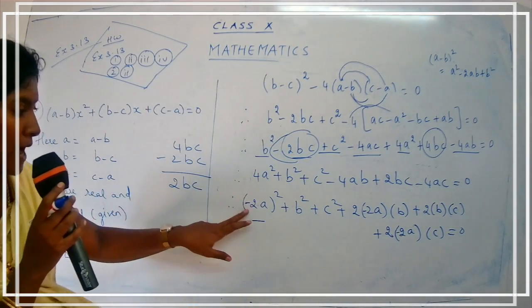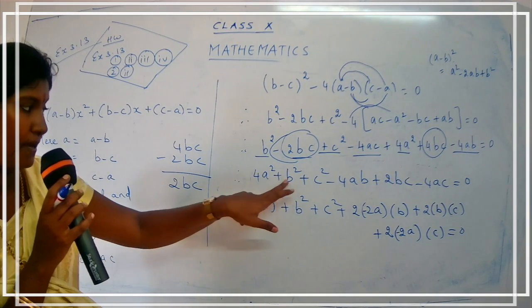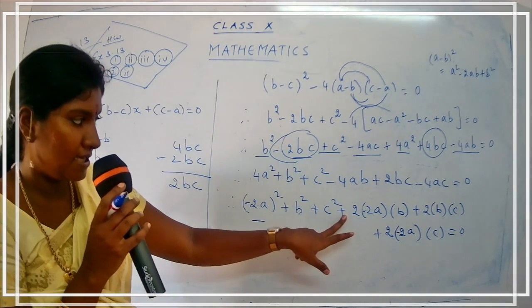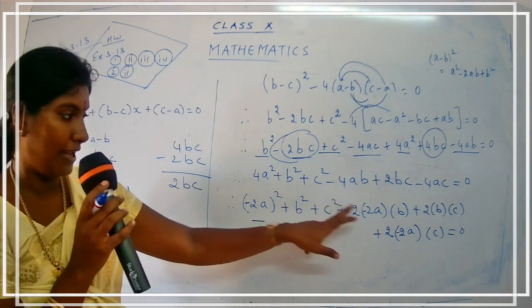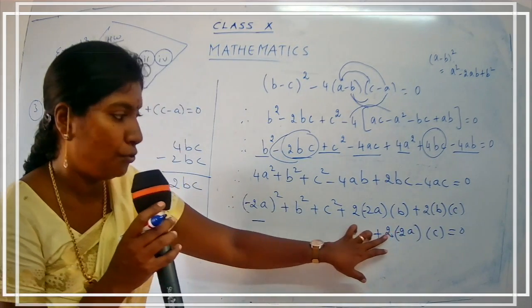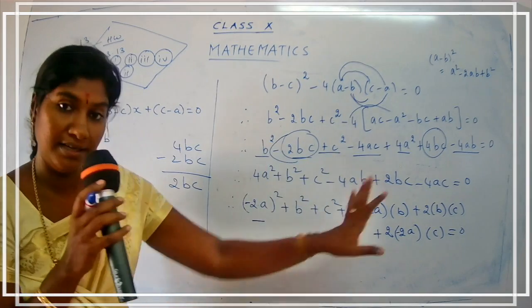See, minus 2A the whole square, so 4A square plus B square plus C square. Okay, plus, see, 2 into minus 2, minus 4AB. Here no problem, plus 2BC, no need. 2 into minus 2, minus 4AC. So I am getting the answer.